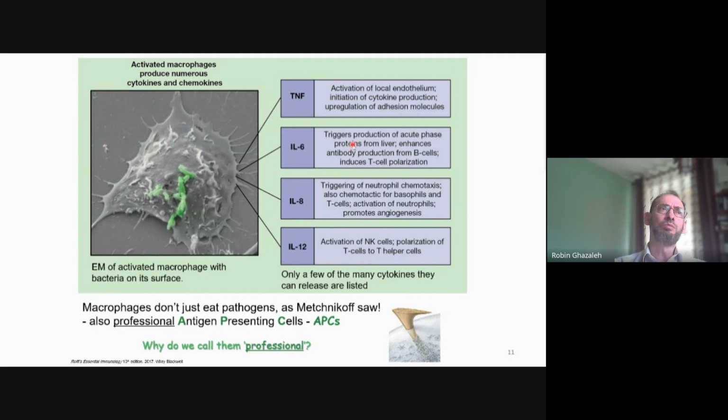So the humoral is actually a combination of the innate immune system plus the adaptive immune system.